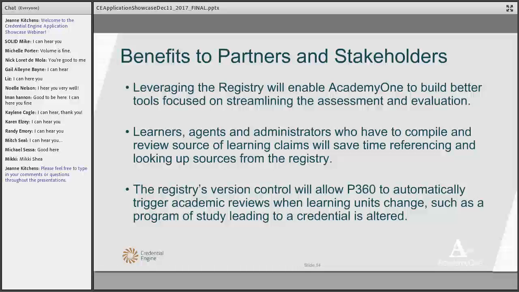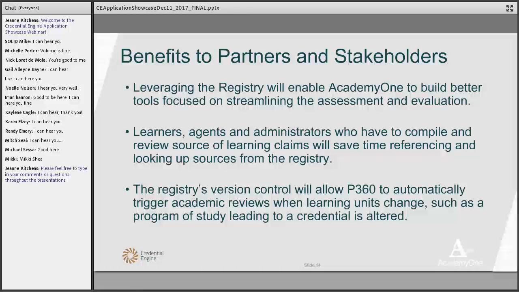So the benefits to the partners and the stakeholders are that we can obviously leverage the registry that would enable us to build better solutions instead of us collecting all this data from our institutional partners. It would also provide learners and agents and administrators a wealth of information that they can compile and build very rich portfolios of their prior learning or their learning they're planning to take in their guided pathway.